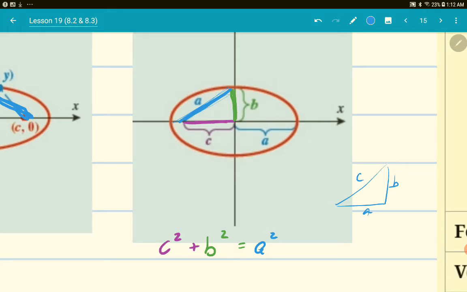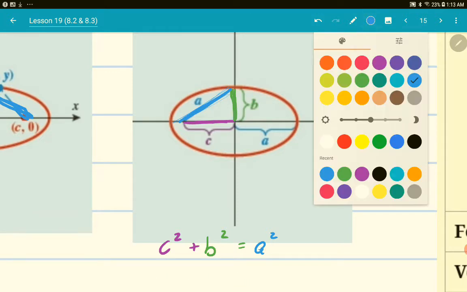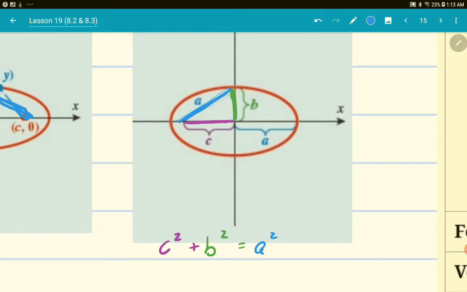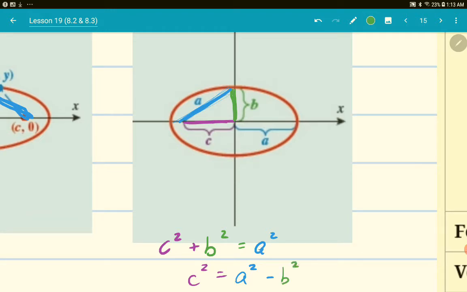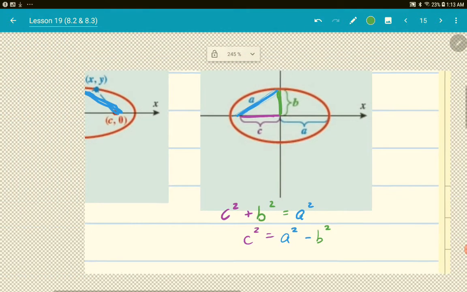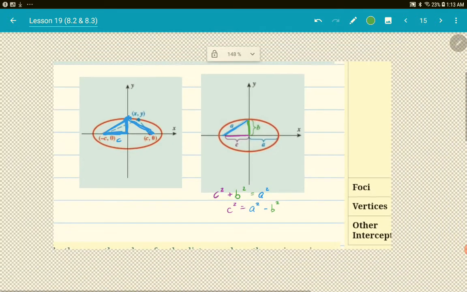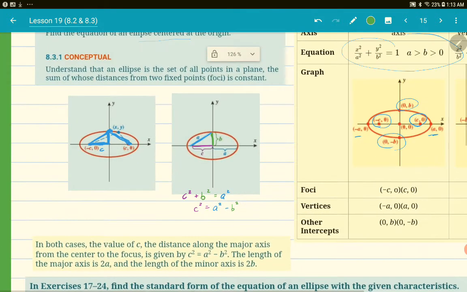So following that, the leg squared plus the other leg squared equals the hypotenuse squared. And that translates to solving for C squared. So that means I have to subtract B squared from both sides. I get this relationship between C and A and B. And that's going to help me find the other axis.